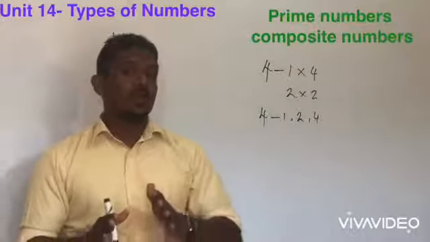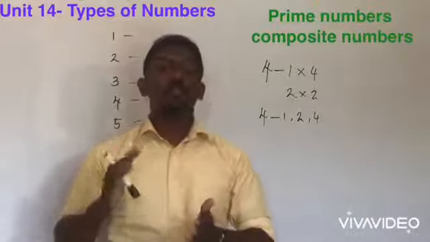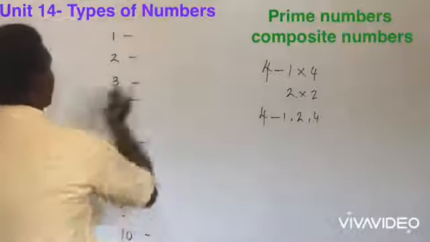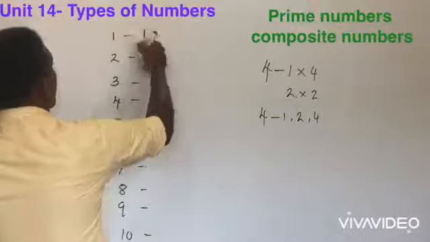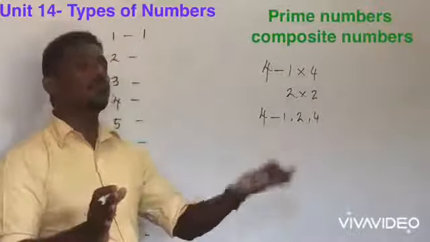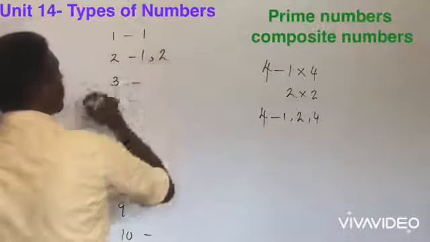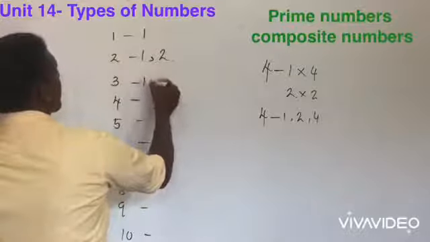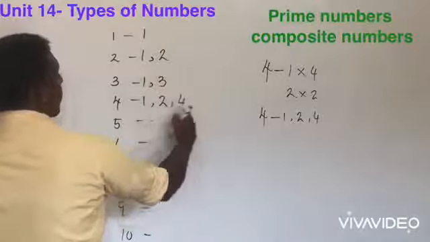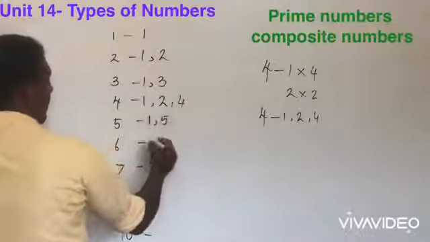Now let's see all the factors of the first 10 numbers, 1 to 10, right? The factors of 1: only 1 is there. The factors of 2: 2 can be written as 1 into 2, only one way. Therefore, 1 and 2 are all the factors of 2. And then for 3, 1 into 3. 1, 2 and 4 are all the factors of 4. And the factors of 5 are only 1 and 5.